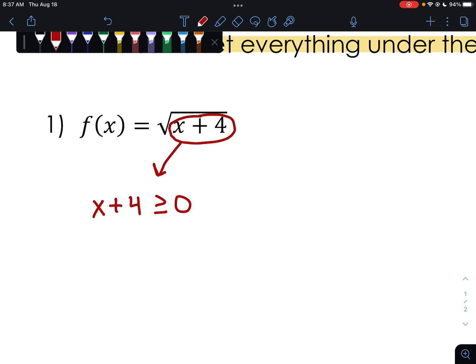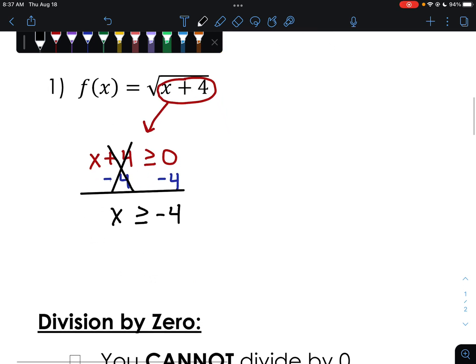Once we have that, we go ahead and solve for x. To do so, we are going to subtract 4 from both sides. When you do that, we get the 4's zeroing out, and we're left with x is greater than or equal to negative 4. So this right here is our algebraic notation.